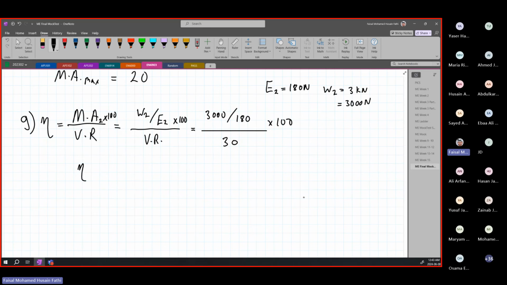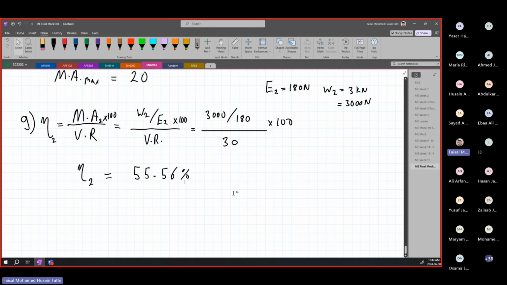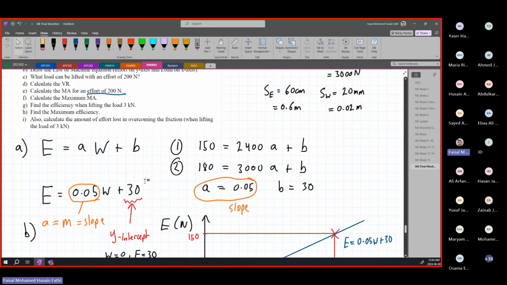So our efficiency 2, I'm going to call this efficiency 2 because we're talking about load 2. You just put all of this into the calculator and you're going to get 55.56%. All right. Now, let's look at the next question.